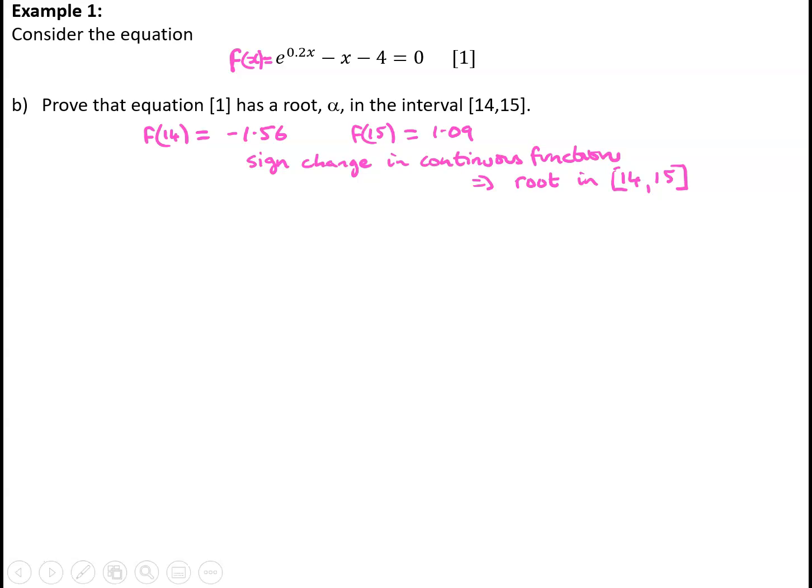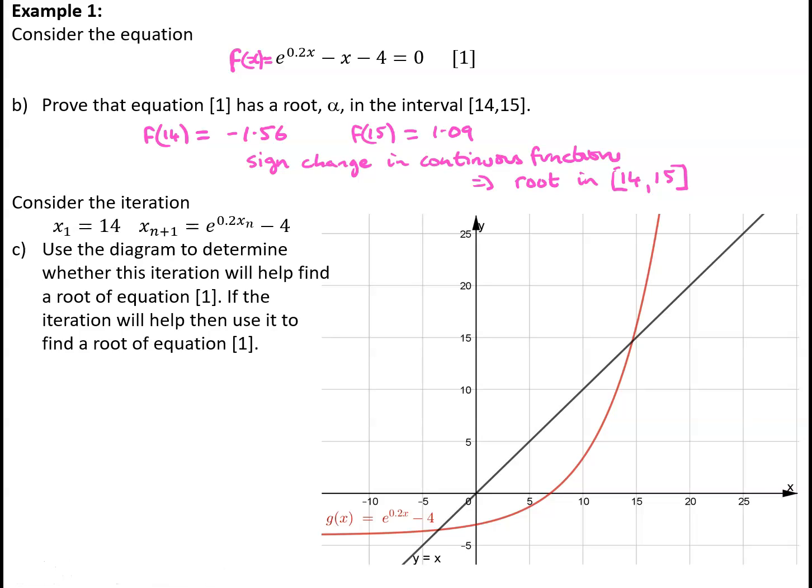We've now got to consider the iteration x1 equals 14, xn plus 1 equals e to the 0.2 xn, take away 4. And we've got to use the diagram to determine whether this iteration will help find a root of equation 1. And if the iteration will, then we've got to use it to find the root of equation 1. So we need to start by marking the point x1, 0 on the x-axis and moving vertically up to the curve, which will now give me the point x1, x2.